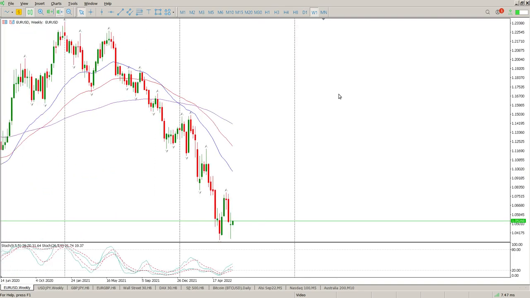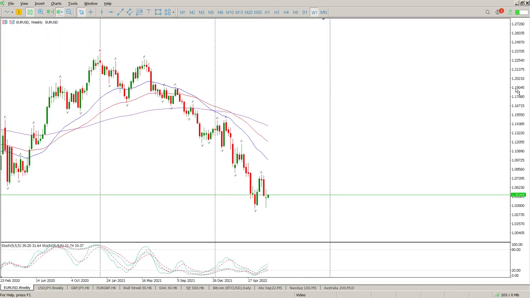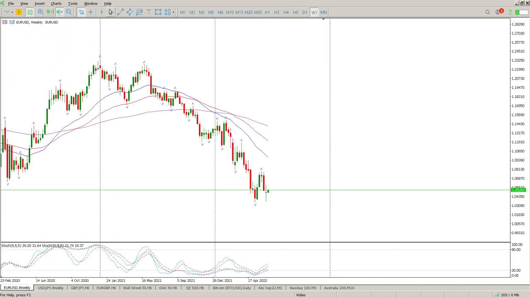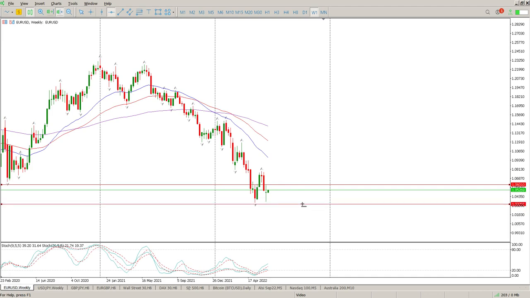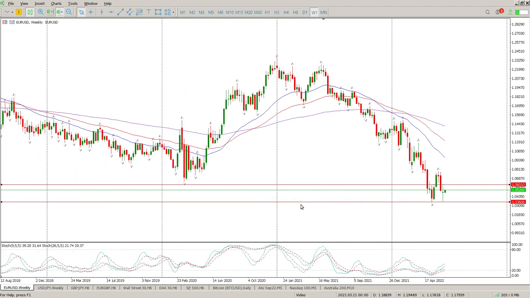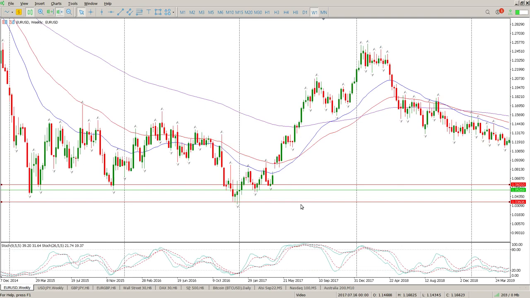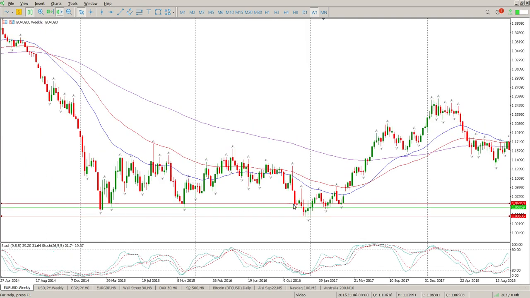So before we get into it, let's just start off with a weekly on Euro USD, and you can see we ended up with a pretty solid range bar. There was the high of the week, and there was the low of the week, and if you scroll to the left, you'll see there's been quite a bit of interaction at this level.